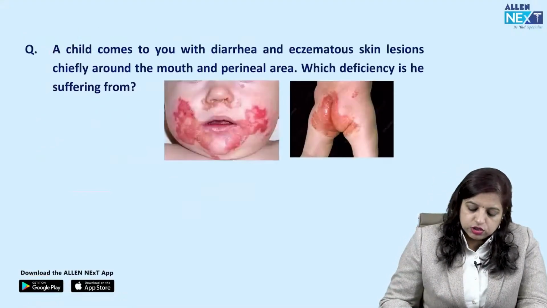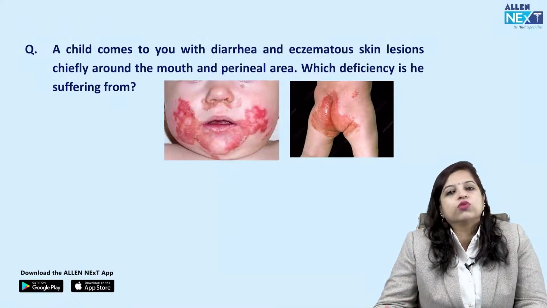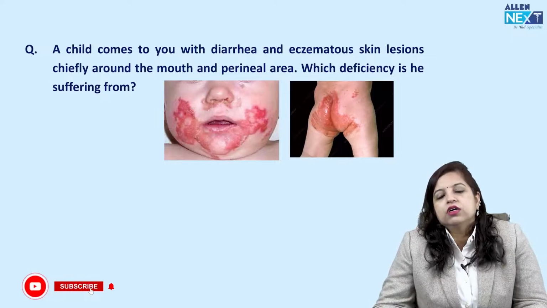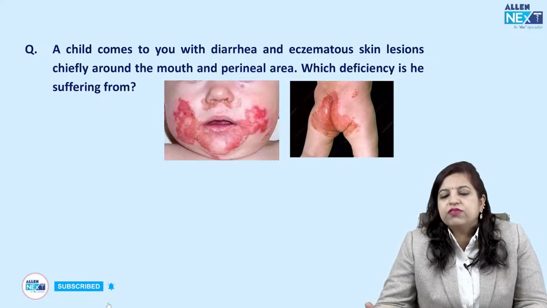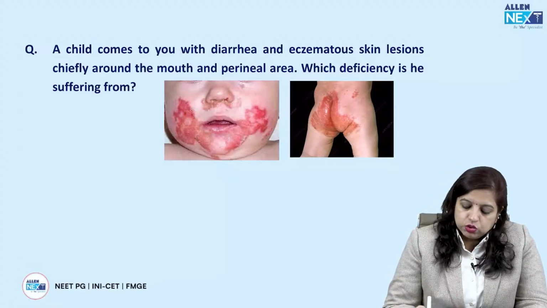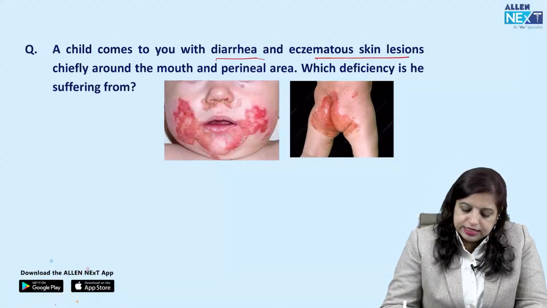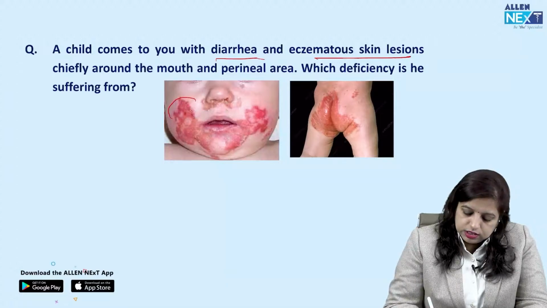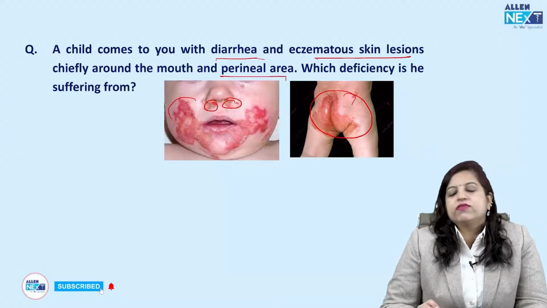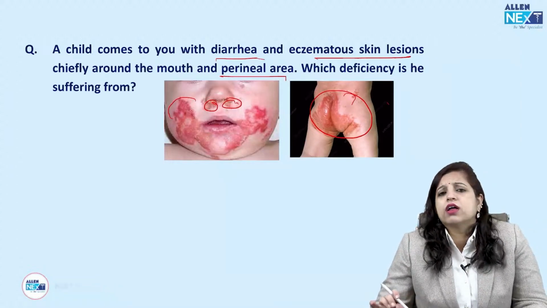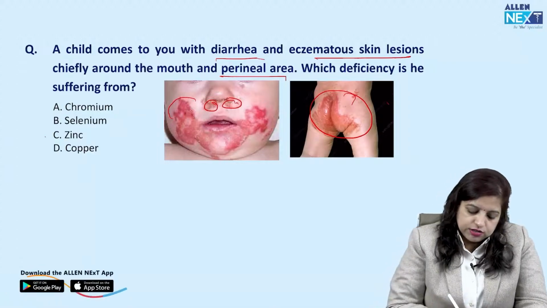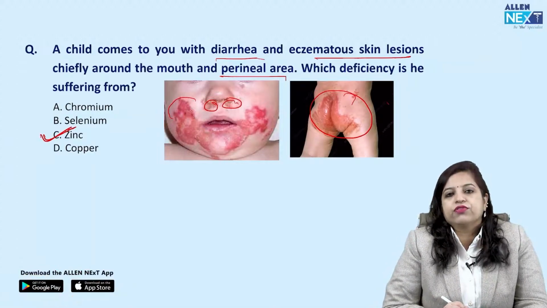So this kind of question has come, although I have given a twist to the question, but these questions have been repeated in the past in your exam. So we are giving a twist so that you know about the topic well. A child comes to you with diarrhea and eczematous skin lesions, chiefly around the mouth. Can you see these eczematous lesions? And the perineal area. So you can see which deficiency the child is suffering from. Straight halwa question, as I call it. This is nothing but zinc deficiency, right? So this you should be aware of, right?